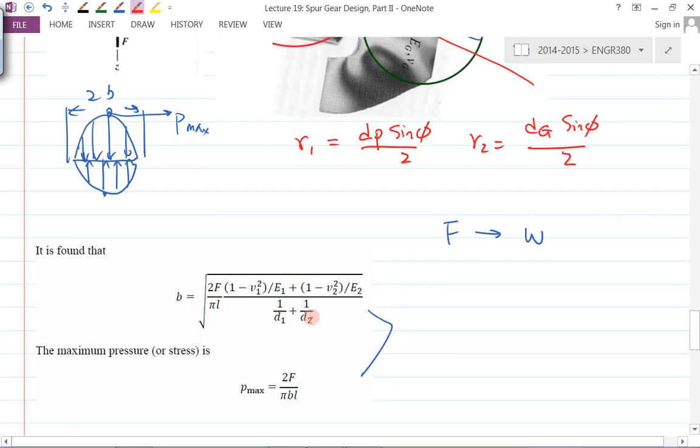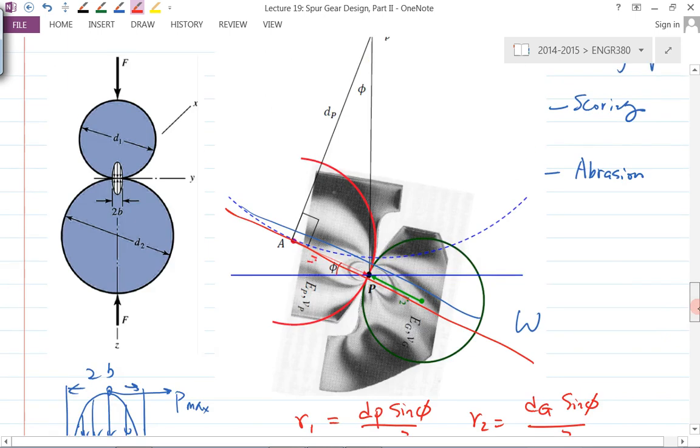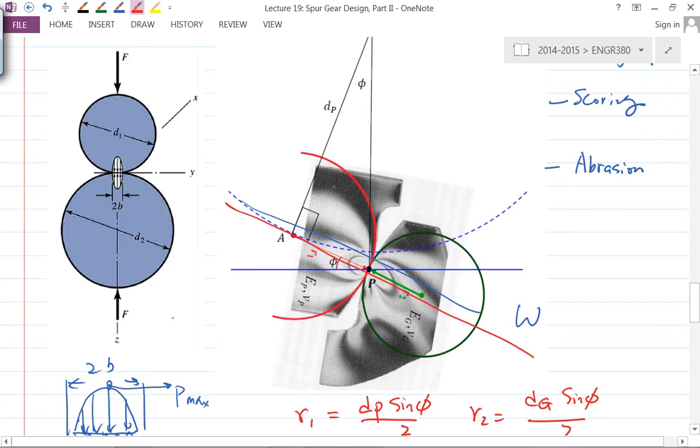In this formula, E1, E2 are the Young's moduli for the pinion and the gear, depending on the material. V1, V2 are the Poisson's ratios. Okay, yeah, mostly metals have about the same Poisson's ratio, so you can consider it a constant here in terms of the gear, right? Yeah. Okay. So that more or less wraps up the... Oh, there's L here. And L is which dimension? What was L again?